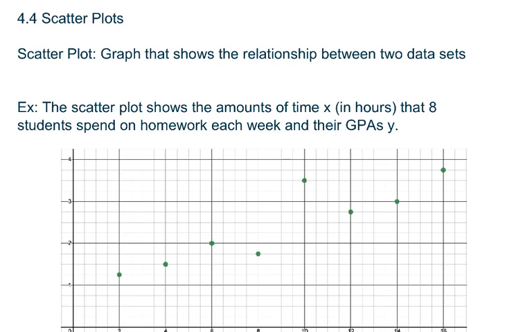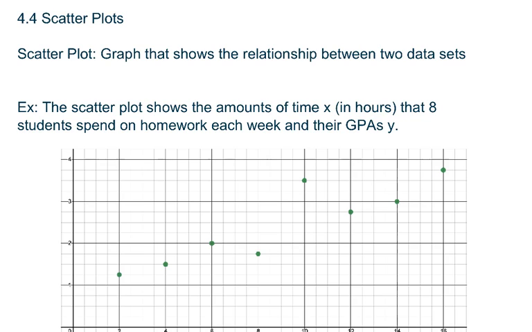Section 4.4, scatter plots. This is actually not the entire lesson or the entire section in the textbook. This is only the first half of the lesson, but we're not going to worry about the second half because the second half deals with lines of fit, and it deals with a lot of work by hand and estimating and doing a lot of things that are very tedious and kind of difficult.